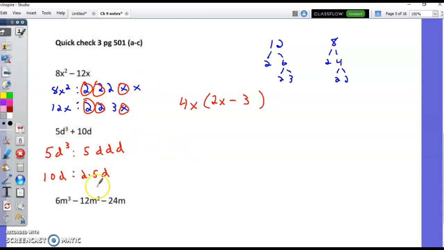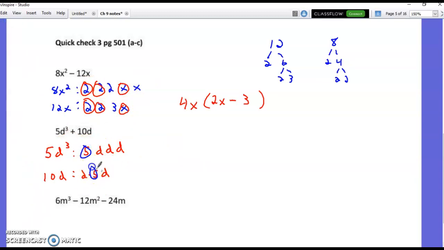So let's take a look at what we have in common. We have a 5 in common. We have a d in common. So 5d would be on the outside of our parentheses. And then what's left over? We have 2 d's, so that would be d squared, because we're multiplying, not adding. It wouldn't be 2d, it'd be d squared. And there's a plus in that problem, so I'll do plus. And what's left over here? A 2, so put the 2 there.